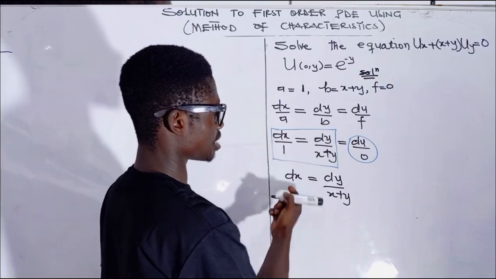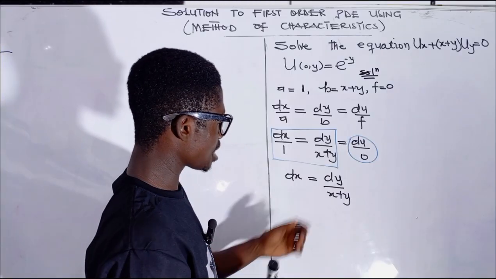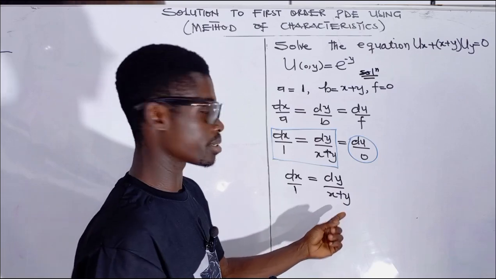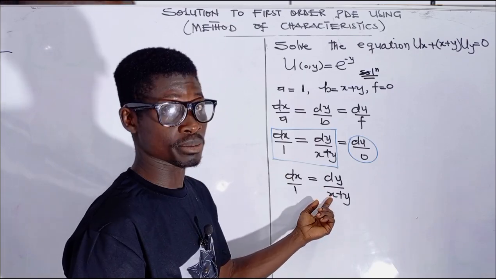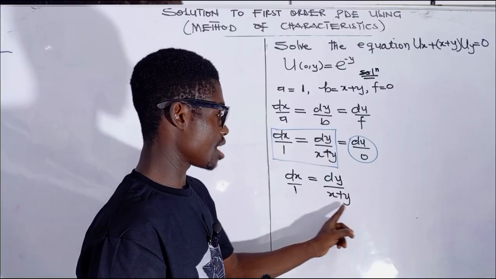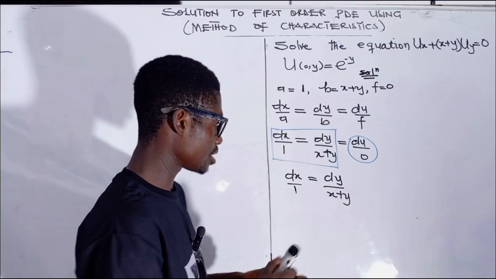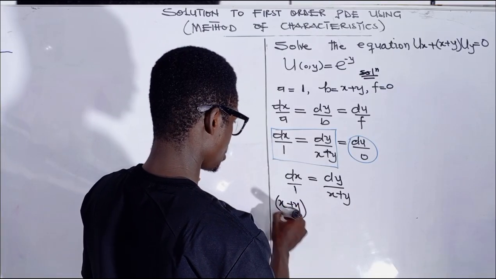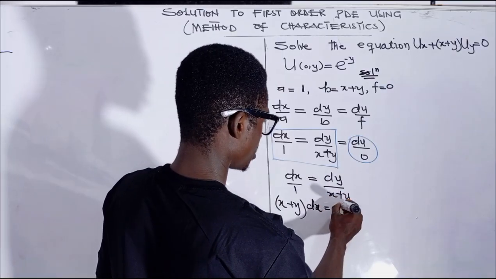Now let's bring the 1. So at this point, we are just going to do our cross multiplication. This will multiply this, this will multiply that. Remember that we can't separate the variables because of this x plus y. We can't separate the variables, so we have to go for another option. So we are going to have x plus y multiplying dx is equal to dy.